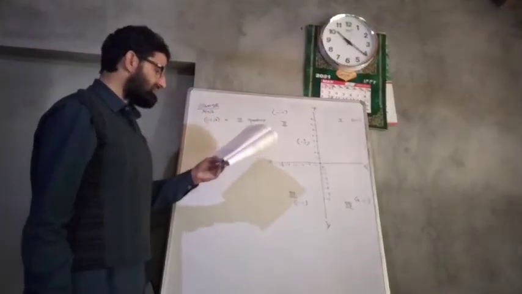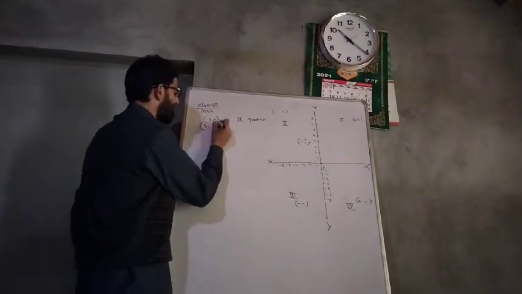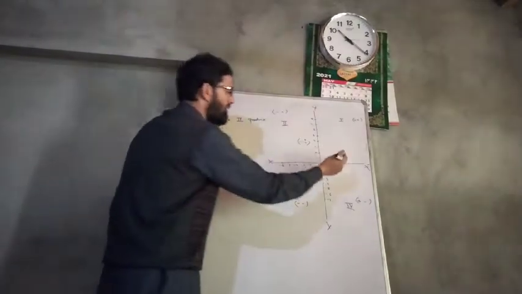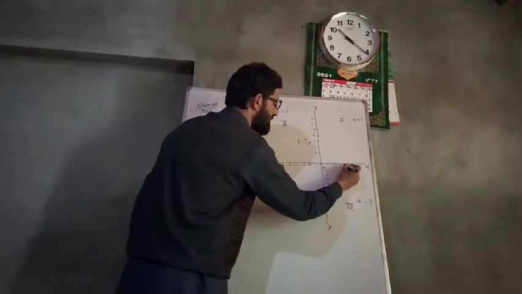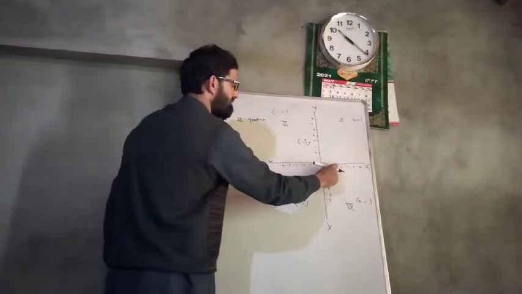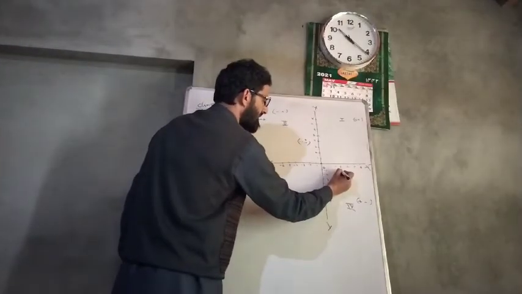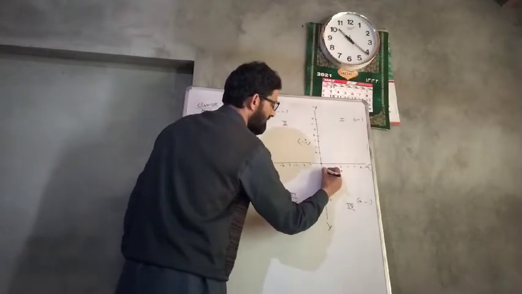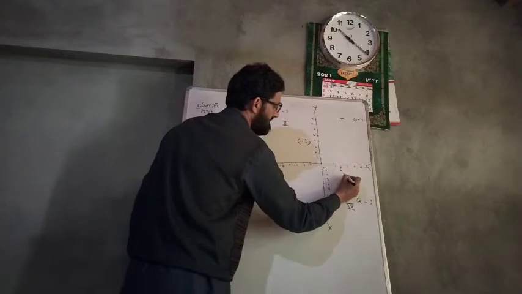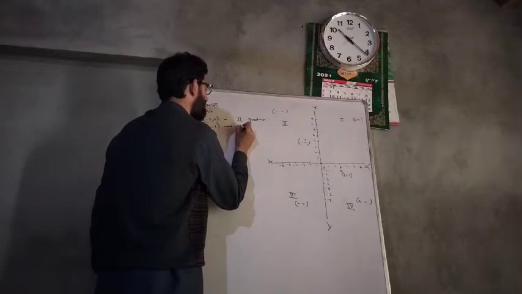Now the second point is (3, -1). 3 and -1. Now see, this 3 is positive, so you will go toward the right side. This is 1, this is 2, this is 3, this is 4, 5 and 6, and you have to move 3 places. This is 1, 2 and 3. Then it is -1. Obviously you will go downwards. This is -1. So this is the point (3, -1). Obviously this is in the 4th quadrant. So this is in the 4th quadrant.